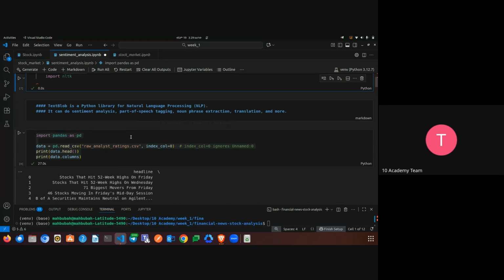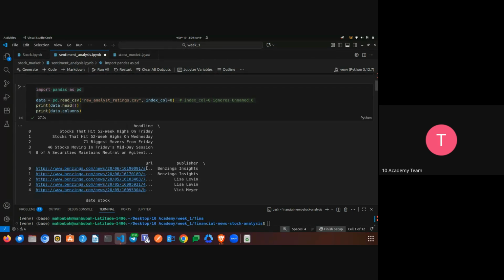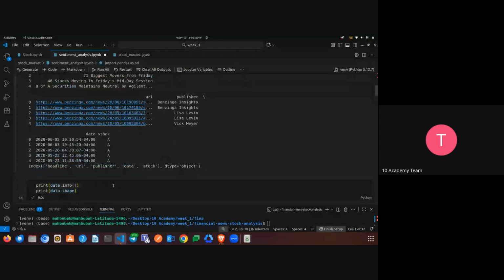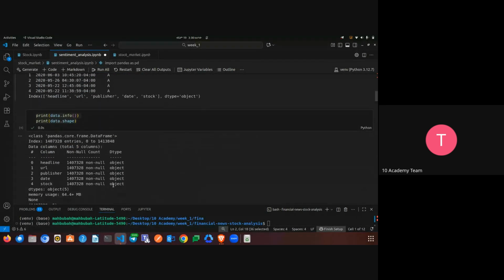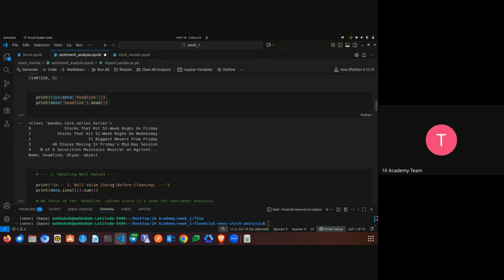So I will be importing my data here. I have imported it, and I will see the data structure. We have the headlines here, the URL, the publisher, the date, and the stock. So we will do our EDA first. You will use your EDA concepts and apply them to this for the sentiment analysis. Then after doing all the EDA, I'm going to show you how we are going to make sentiment analysis.